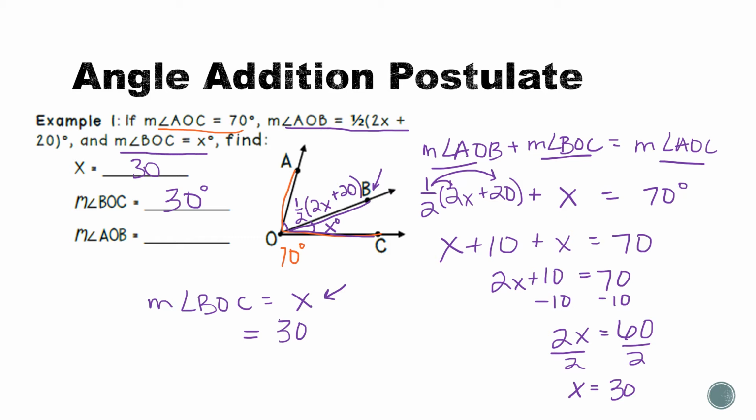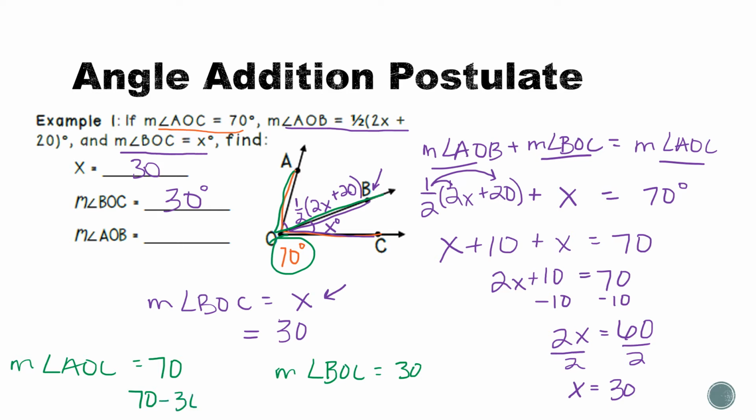Okay, now I need to find the measure of angle AOB. So I can plug x in, or since I know that the entire angle, the measure of angle AOC, equals 70, and I know that the measure of angle BOC is 30, how could I figure out my missing piece? Hopefully we're thinking 70 minus 30, which would equal 40. So the measure of angle AOB should be 40 degrees.